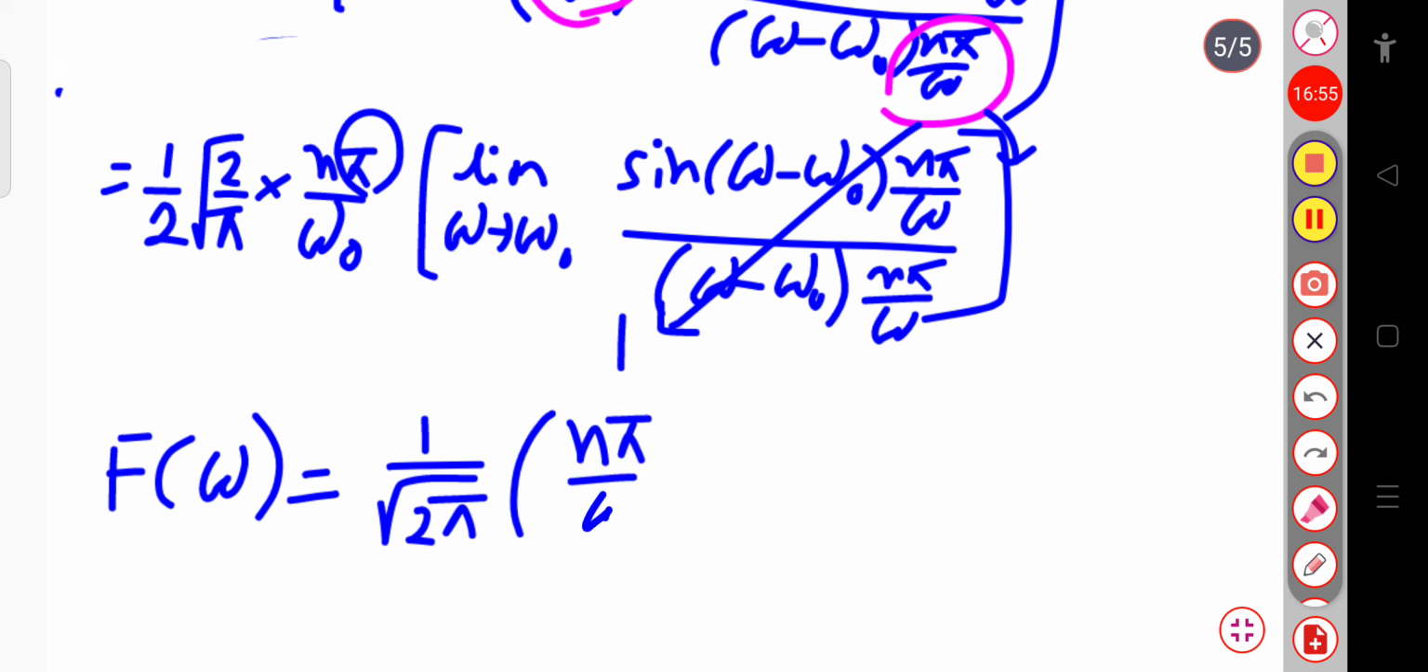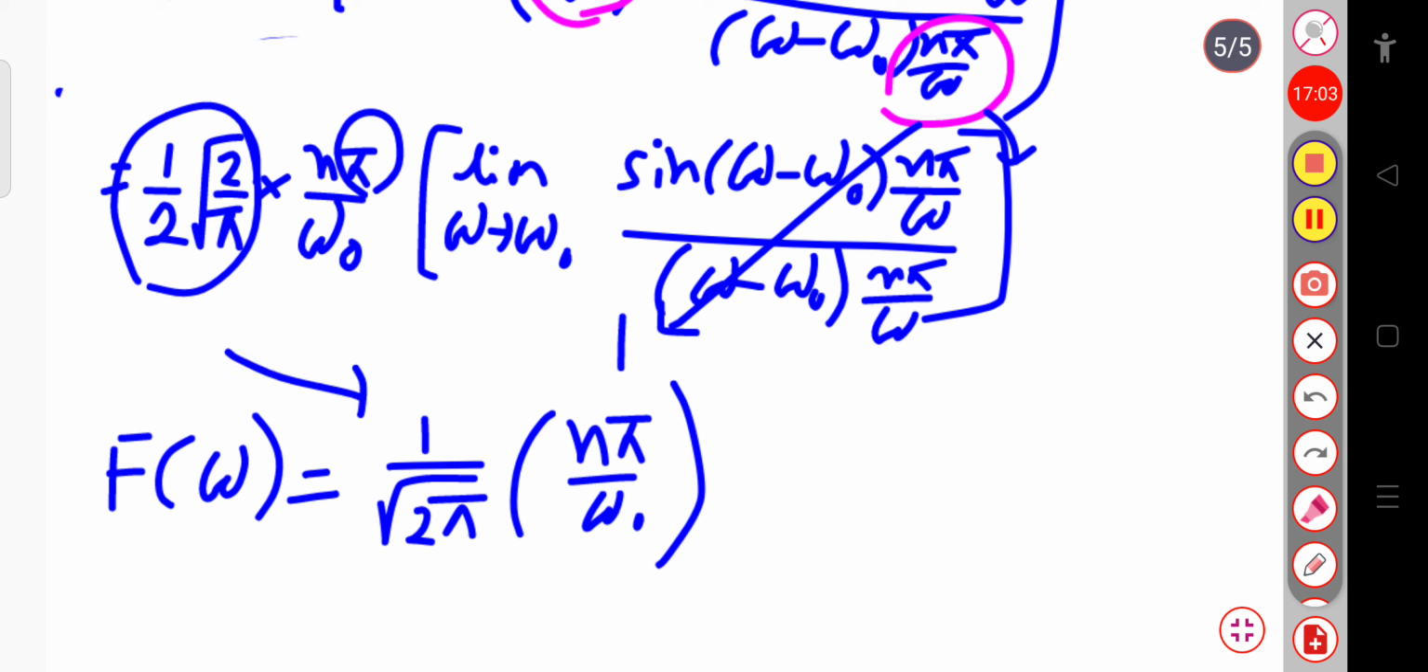So this is my final expression, that is only this part 1 by 2 into root over 2 pi is 1 divided by root over 2 pi, and this n pi by omega naught term remains as it is. So this is our final expression for the finite wave train in the Fourier transform equation.